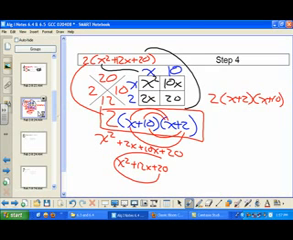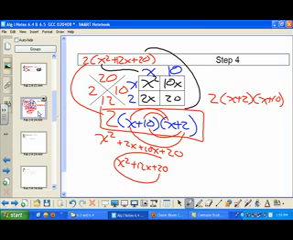Questions? So the answer is 2 times the binomial x plus 2 times the binomial x plus 10. But don't forget that whatever I factored out in the beginning does not go away. It's still there.